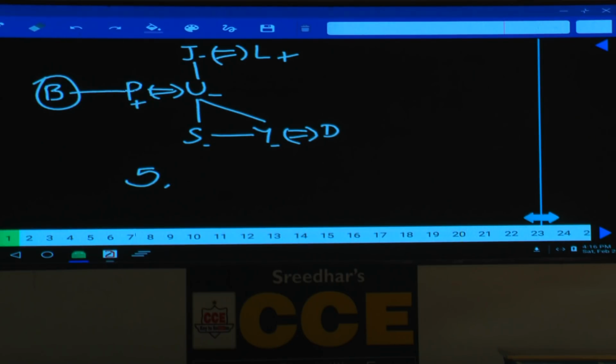Then question number 67. How is U related to D? Now D is a male, and U is his wife's mother. Wife's mother is mother-in-law, that is choice 4.